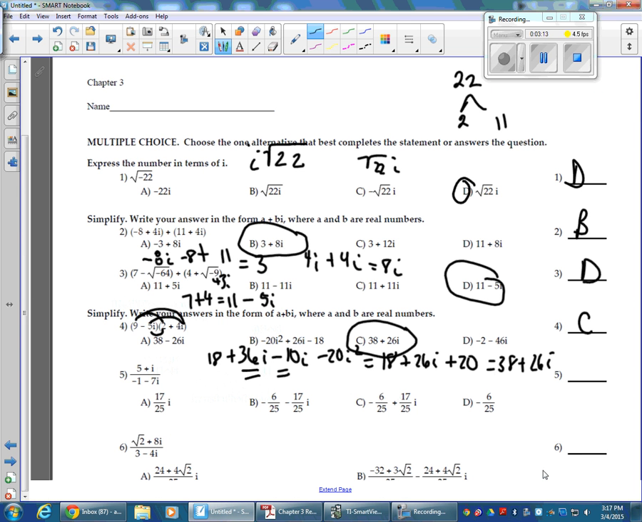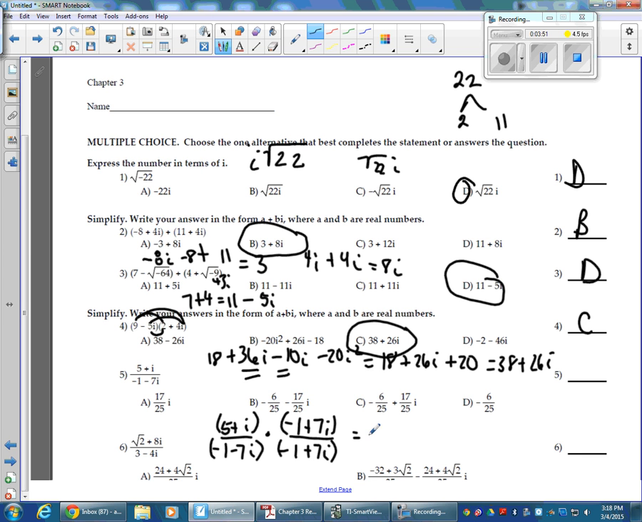Scroll down. Number 5, 5 plus i over negative 1 minus 7i. We can't have an i in the denominator. We've got to simplify this. So what I want to do is multiply by the conjugate of the denominator. Negative 1 minus 7i. To get rid of that, I'm going to multiply by negative 1 plus 7i. And if I do that on the bottom, I have to do it on the top. So now I have to multiply this expression times this expression, the same thing on the bottom, and do FOIL for both. Combine like terms and simplify.